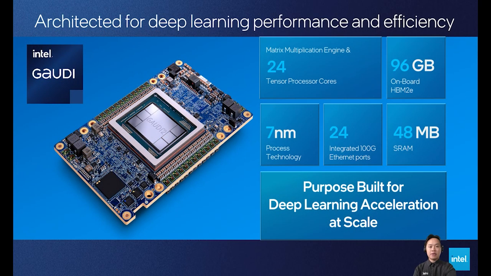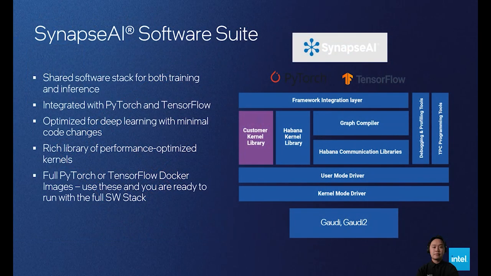Now we can discuss Gaudi 2's architecture. It is an AI accelerator specifically designed for large-scale training and inference. It has 24 tensor processor cores, 96 gigabytes of high bandwidth memory, and 24 100 gigabit Ethernet ports, all dedicated for deep learning at scale.